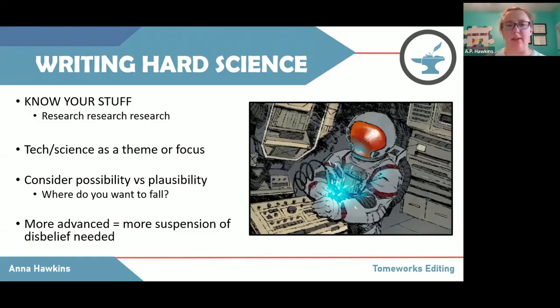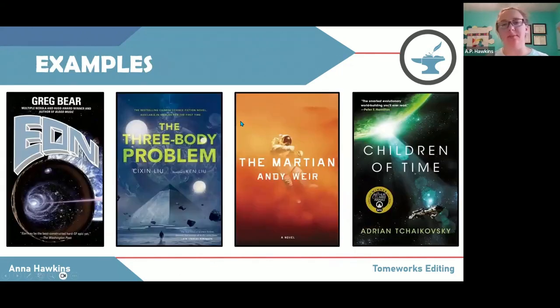And again, like I said, the farther into the future, the more advanced you get with the technology, the more suspension of disbelief your readers are going to need to feel that the technology is plausible. All right, so here are some examples of what I would consider hard science fiction.